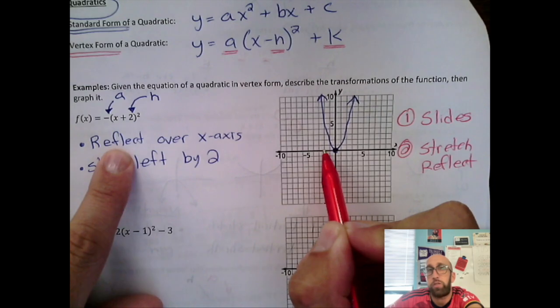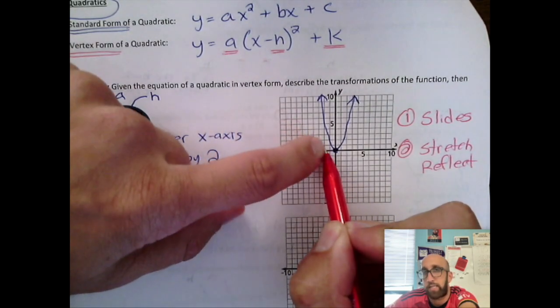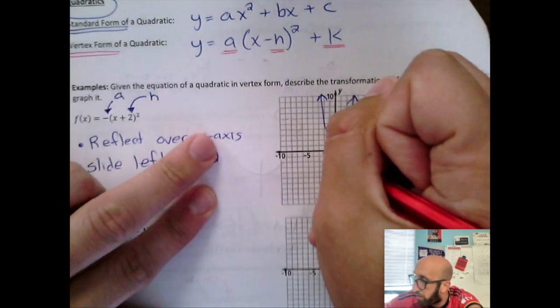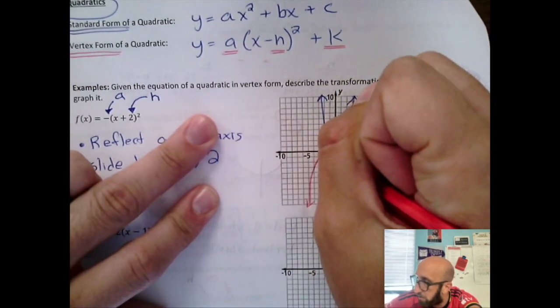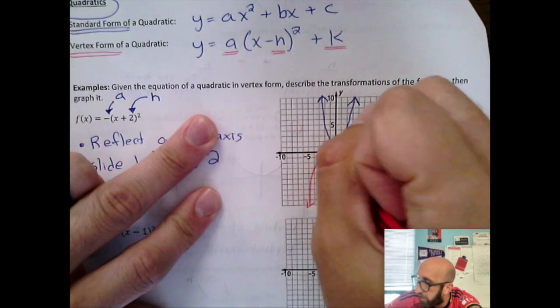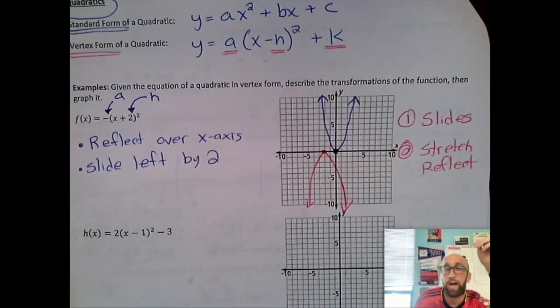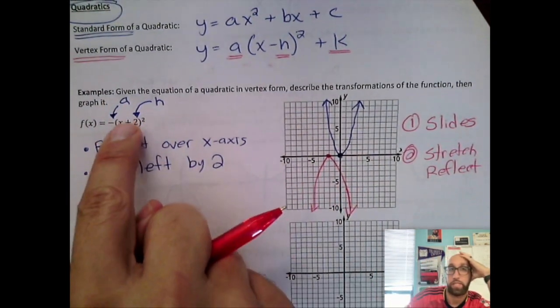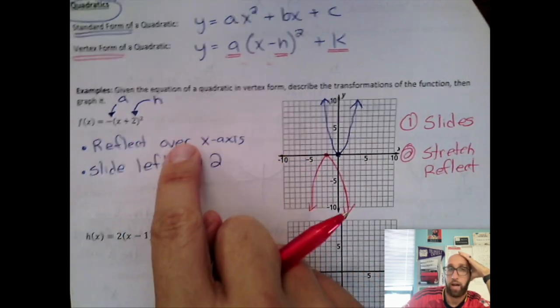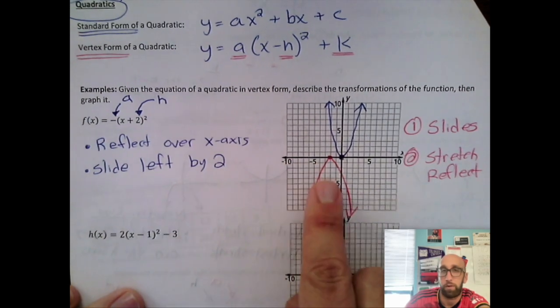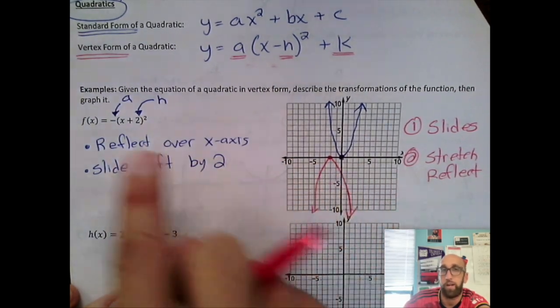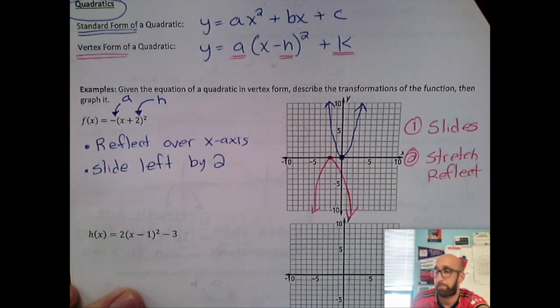But I also need to reflect over the x-axis. So instead of going up, this graph should be coming down. So right here in red, that is this equation graphed. I slid it to the left 2, and I reflected or flipped it over the x-axis. So right here in red, that is my answer.